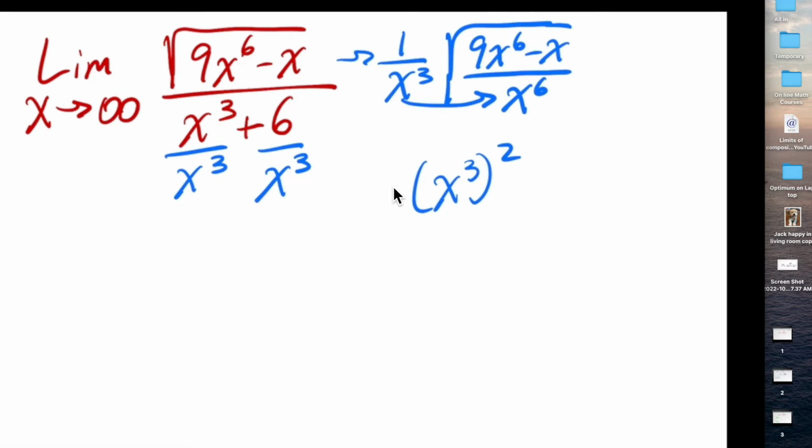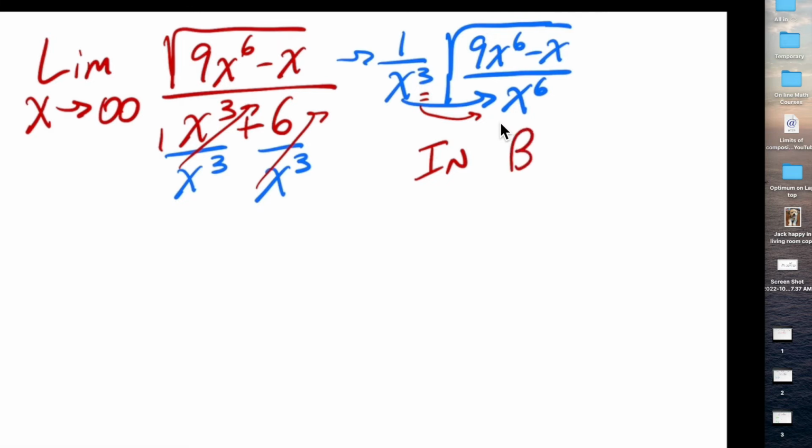Rewriting everything, I now have in the denominator this going to 0 because this denominator is getting very large, and this going to 1. With respect to the numerator, we have x cubed going in as x to the 6th. And the way I think about it is this exponent, as it goes into the radical, always gets bigger. So that's a reminder that you're going to go ahead and square that and get x to the 6th.